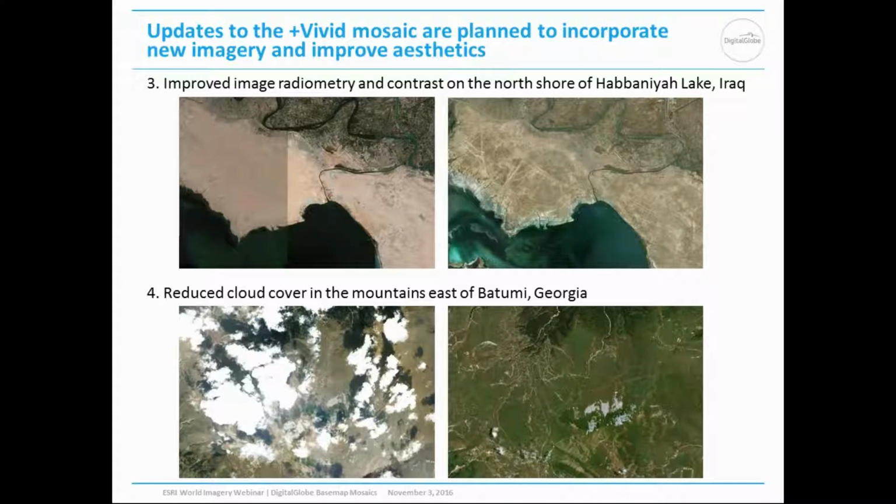The third set of images, the top pair on this slide, show, again, improved radiometry and some contrast improvements in this area north of Habaniya Lake in Iraq. And then lastly, a little bit different than aesthetics, but certainly improving the overall coverage and aesthetics. The last set of images in this mountainous region east of Batumi, Georgia, you can see how the update this year significantly reduced the cloud cover, so you can see more of the ground.